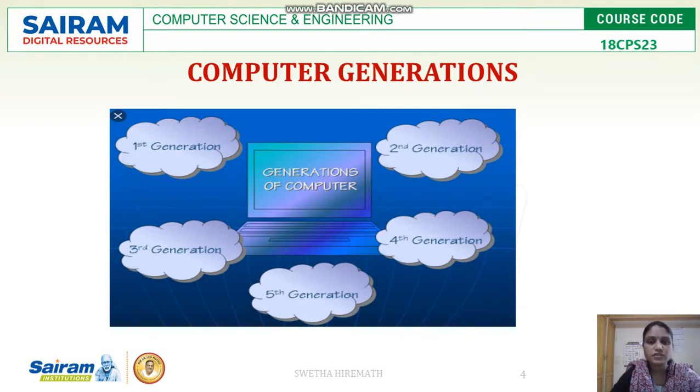Computer generations means how the computer actually started evolving, like how the computers were in the olden days, when it was invented first, how the computers looked, and what is the difference between the computers now. The changes might have taken place in terms of size, storage capacity or processing speed. Based on all these things, we are going to differentiate the computer generations into five different types, and I'm going to explain these five types to you one by one.